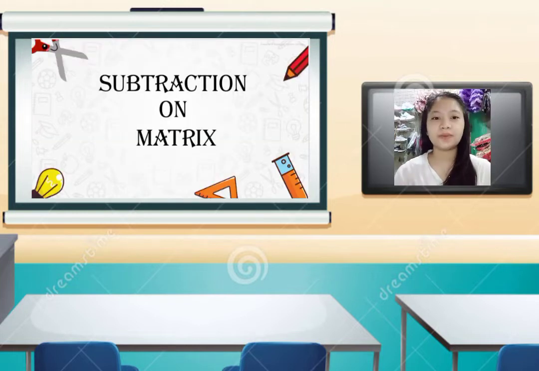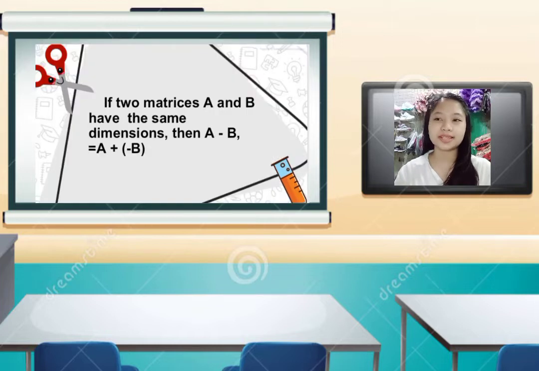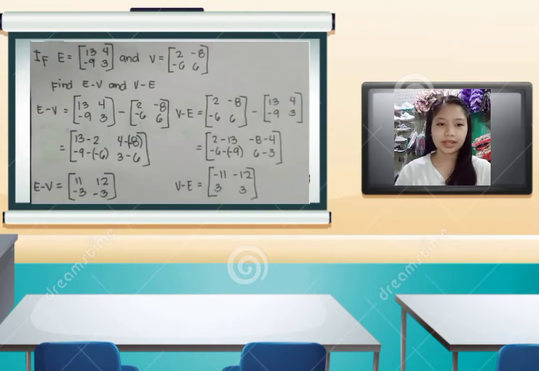Now let's proceed to our second one, which is subtraction on matrices. If two matrices A and B have the same dimension, then A minus B is equal to A plus the product of negative B. Here's our example. If matrix A is equal to 13, 4, negative 9, 3, and matrix B is equal to 2, negative 8, negative 6, and 6.